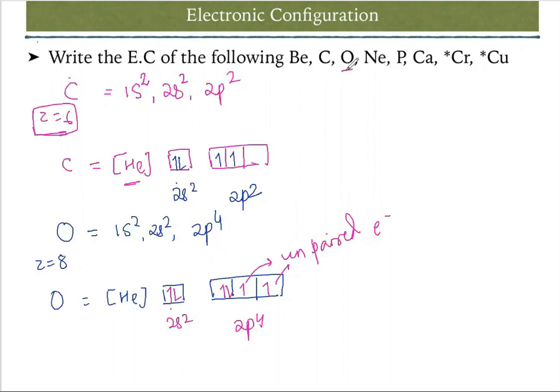Next one is oxygen. So oxygen is 1s2, 2s2, 2p4 because the total is 8 electrons, right? So 2 plus 2 plus 4, 8. For oxygen in terms of box diagram, first is the nearest noble gas, that is helium. After that 2s2, so this is 1, 2. Next will be 2p4, so 1, 2, 3, 4. And you have to follow Hund's rule also. So first you have to fill parallel, then anti-parallel. So after filling 4 electrons, 2 unpaired electrons are present. So these 2 electrons are unpaired electrons.